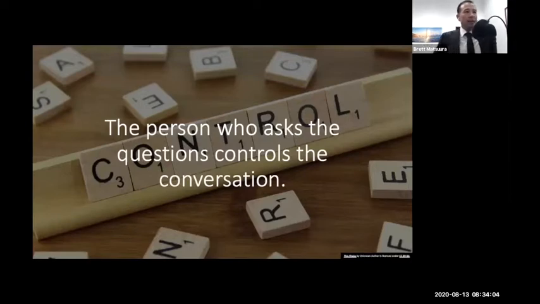So with that being said, I do want to remind you, and you guys have heard me say this time and time again, the person who asks the questions controls the conversation. So you really, really need to focus. Rookie salespeople, they tell, they don't sell. They learn something new and they just want to share it with everybody, right? That's not what you want to do.